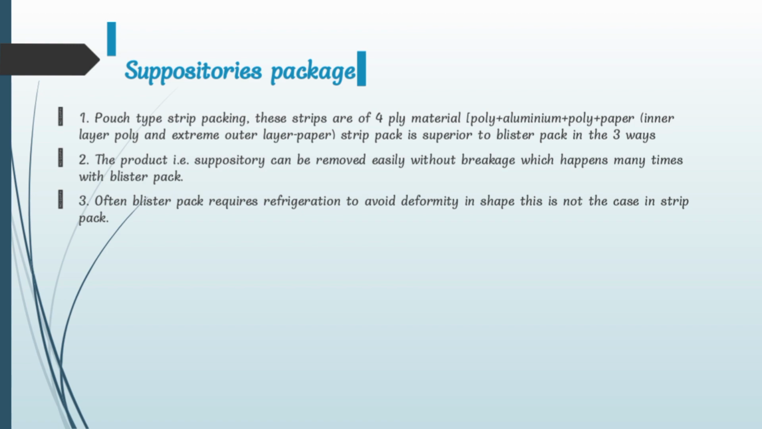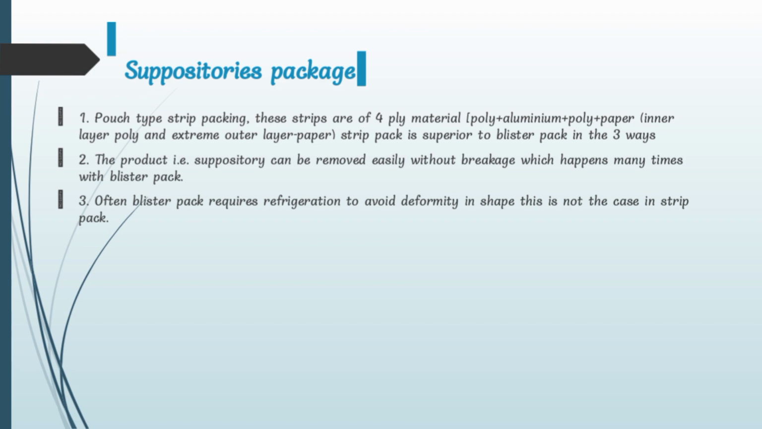Suppository packages. Suppository packaging has nowadays changed to pouch type strip packaging. These strips are of 4-ply material, that is poly, aluminum, poly and paper, with inner layer poly and extremely outer layer paper. Strip pack is superior to the blister pack in 4 ways. First, the product, that is suppositories, can be removed easily without breakage, which happens many times with the blister pack.